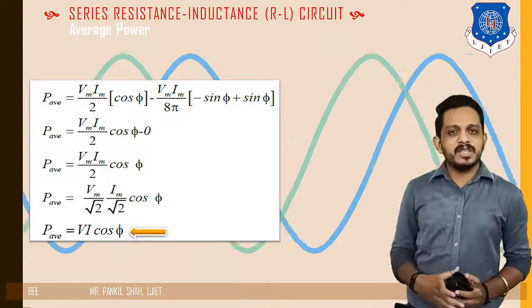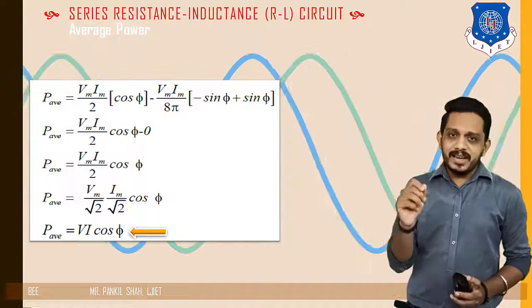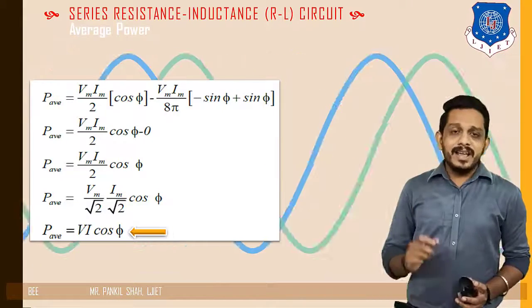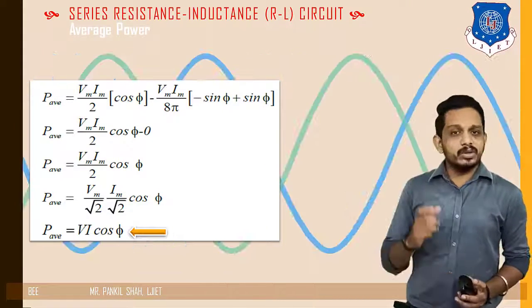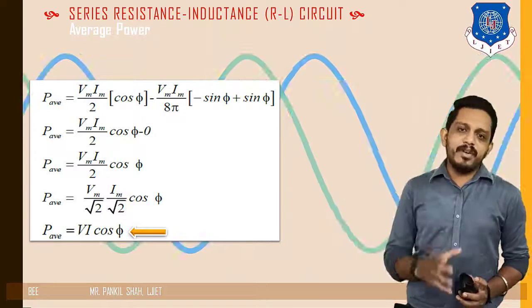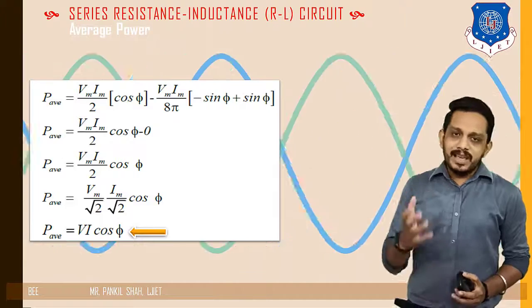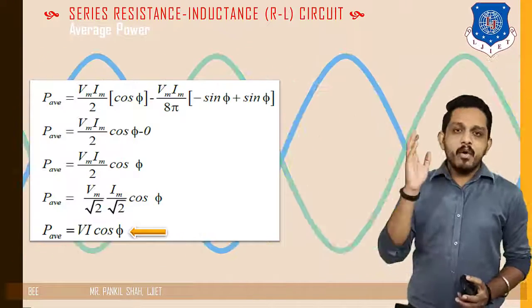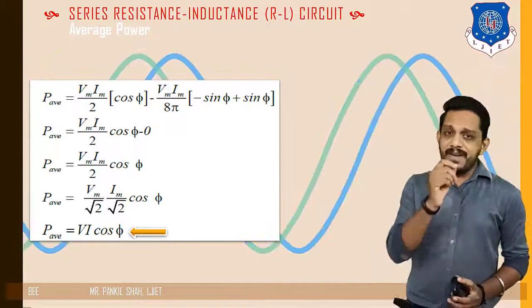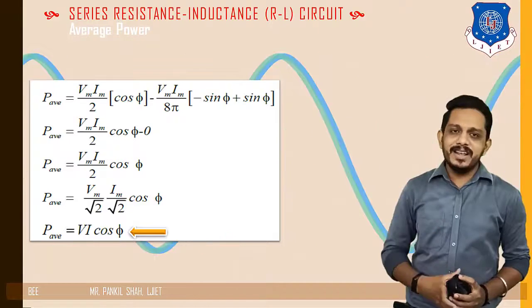The same holds for the pure capacitive circuit. But here in the case of the RL circuit, the angle is neither 0 nor 90 degrees. So we can define the average power as P equal to VI cos phi, where phi is the angle between voltage and current.